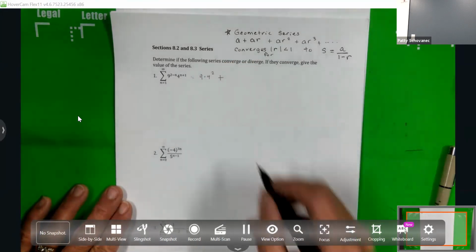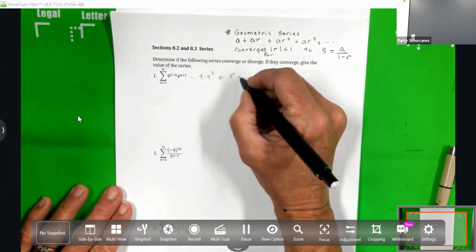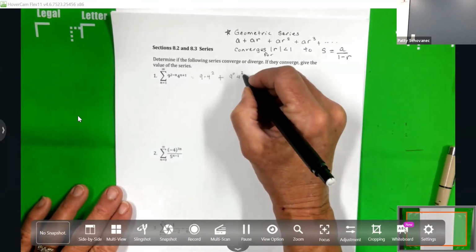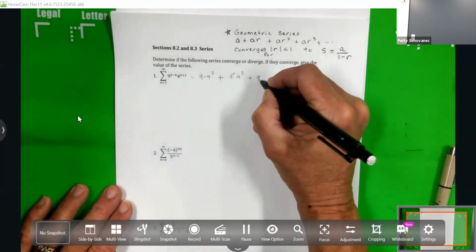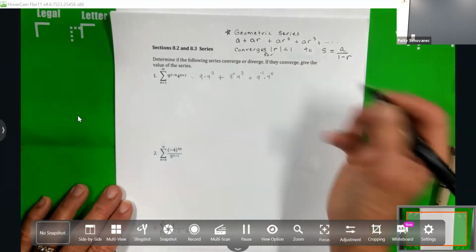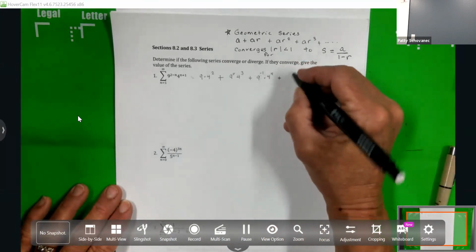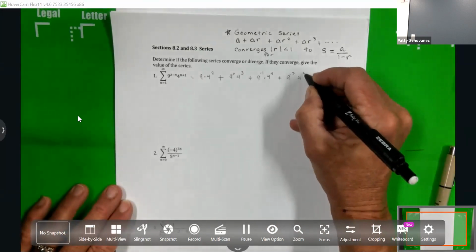Now n is 2, so I have 9 to the 0 power, which is 1, times 4 cubed. Now n is 3, and I have 9 to the negative 1 power, times 4 to the 4. And then finally, n is 4, and I have 9 to the negative 2 power, 4 to the 5.